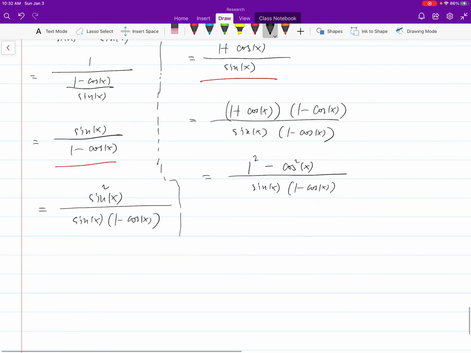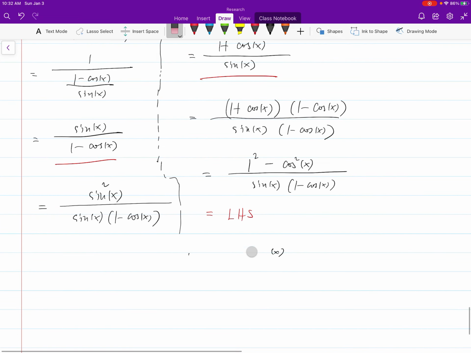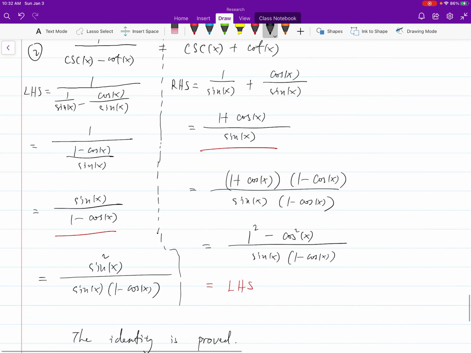From algebra, (a plus b)(a minus b) is a squared minus b squared. The bottoms are the same. Okay, are the tops the same? Or equivalently, is sine squared the same as 1 minus cosine squared? The answer is yes by trig identity. So the identity is proved.